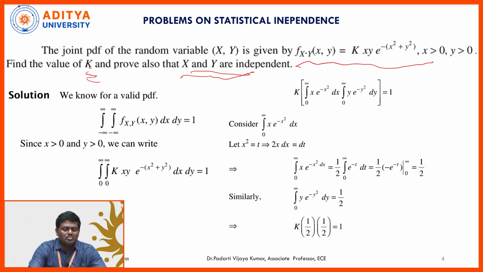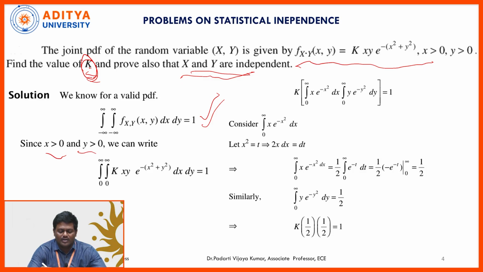Firstly, to compute the constant k, we use a property of the joint density function. For any function to be a valid joint density function, the area under the density function must be unity. This is the condition we need to apply to verify that the function is a valid density function. It is given that x is greater than 0 and y is greater than 0, so the x and y limits are 0 to infinity.